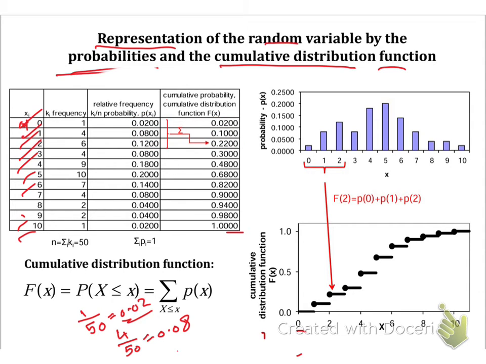So the third one: this number 0.18 plus the previous cumulative, so we'll have 0.48. If I come to this one, 0.04 plus this number, I'll get this number. So in order to get any cumulative number, I have to add the new reading to the previous cumulative. The new reading plus the previous cumulative.